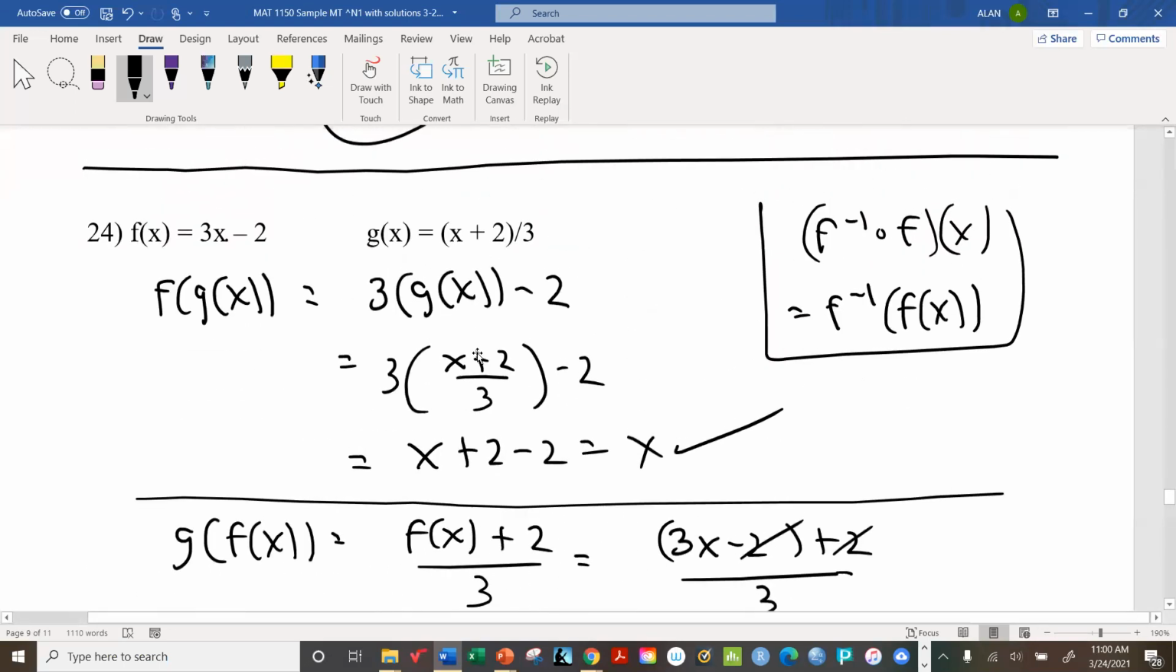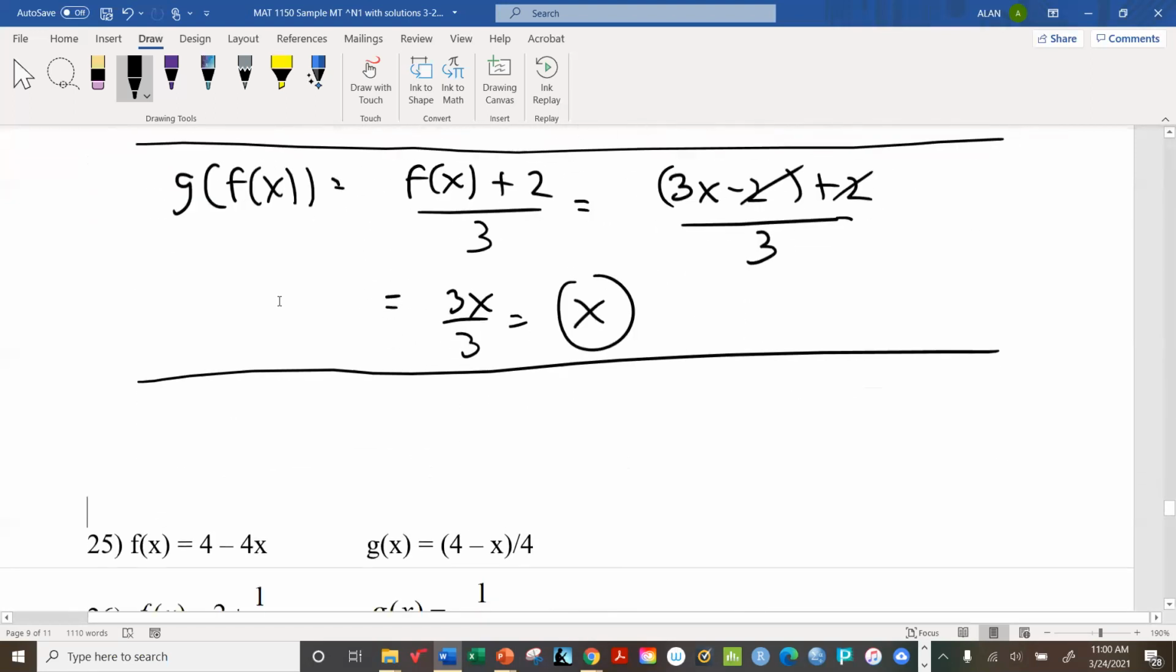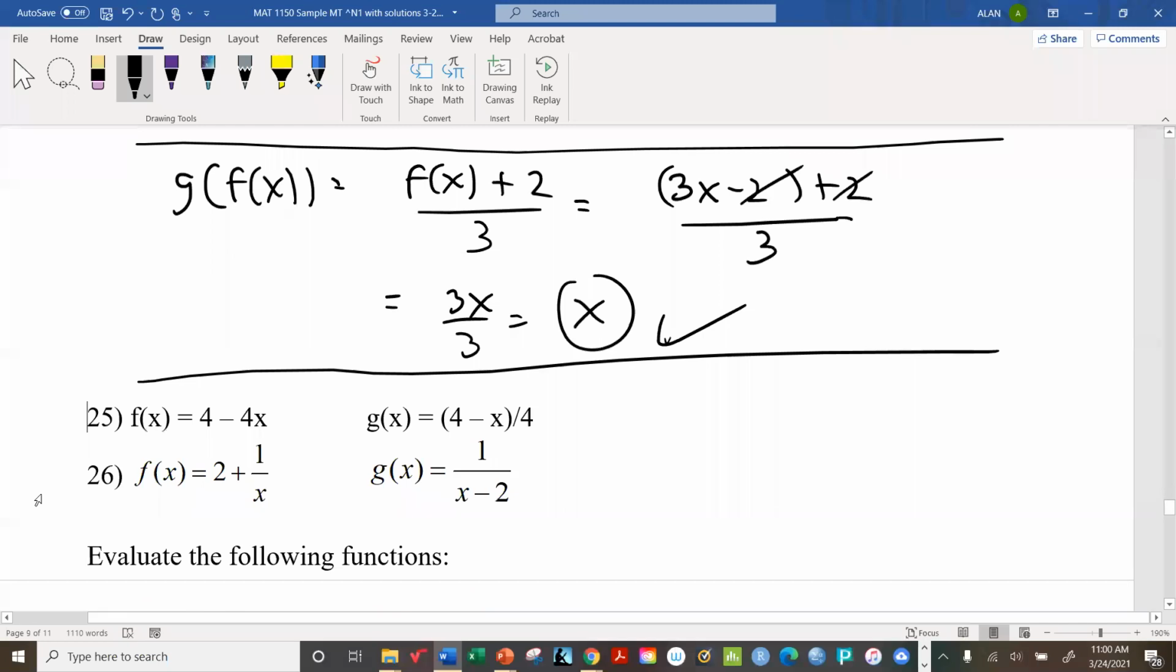All right, so our job is done. We've proven that both of these equal x, so we're done there. Give ourselves a big check mark, which means we did it. All right, now these two.